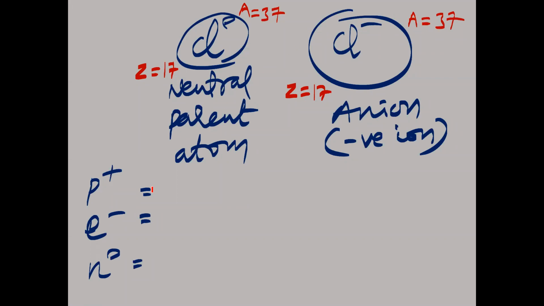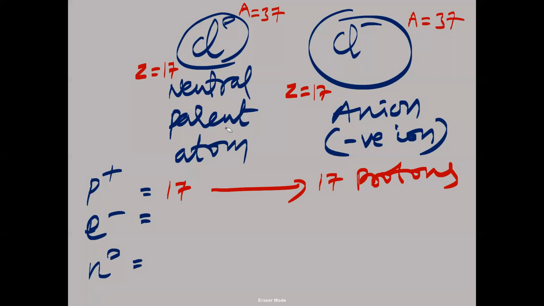Now tell me, the number of protons is nothing but the atomic number. So how many protons now? 17 protons. Here also, in this case also, 17 protons. So the number of protons is the same in the parent atom and the anion, both the same.